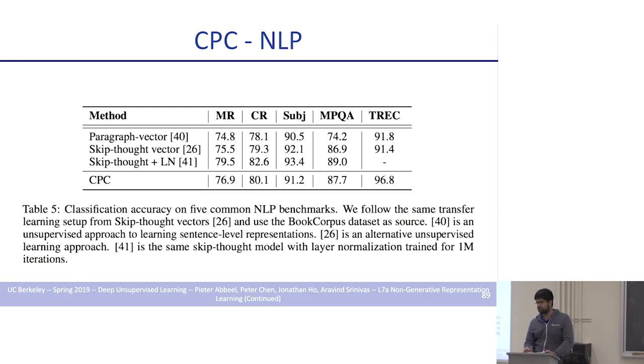It doesn't use any self-attention or transformers or anything. It just uses GRUs, and tries to predict two sentences ahead. It doesn't even use that many steps ahead. The point of this was that they use the BookCorpus data set, train CPC, and then take different downstream tasks that had nothing to do with BookCorpus, like sentiment classification on customer reviews on Amazon, and they would do better than some baselines in NLP like skip-thought vectors.